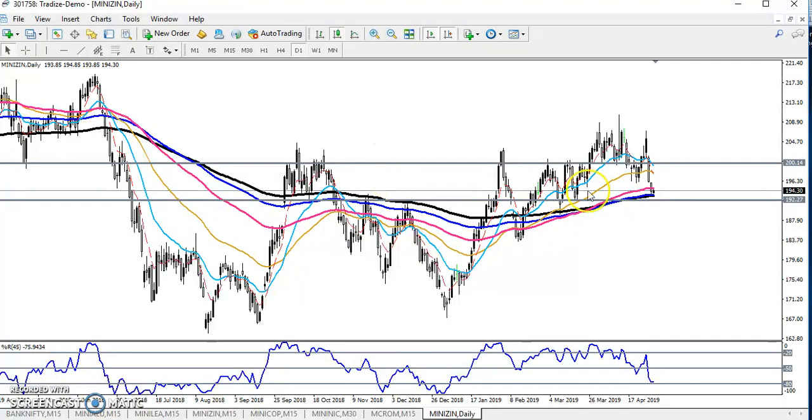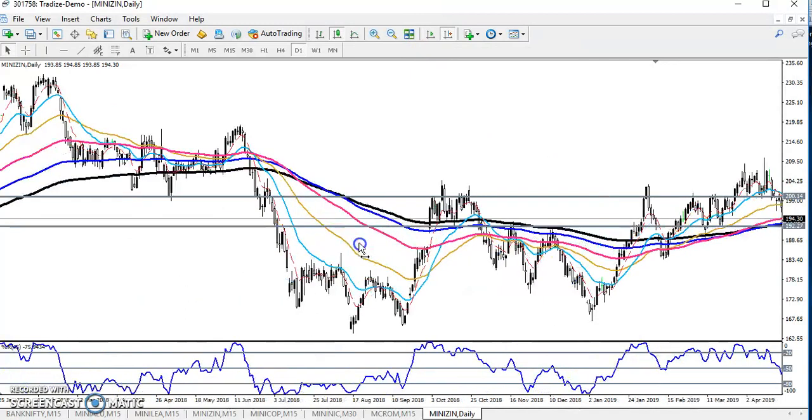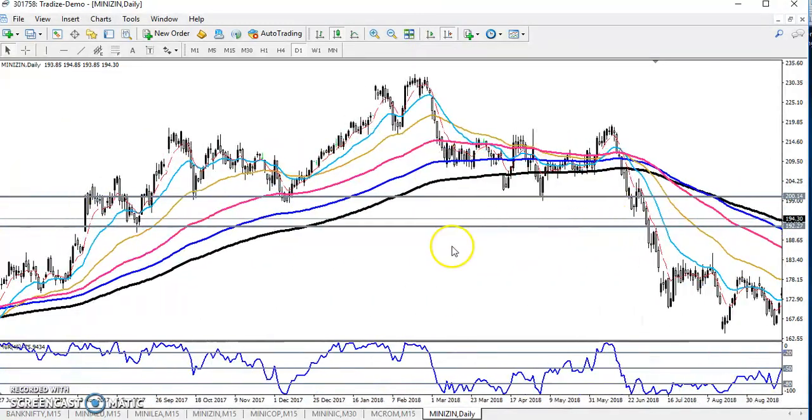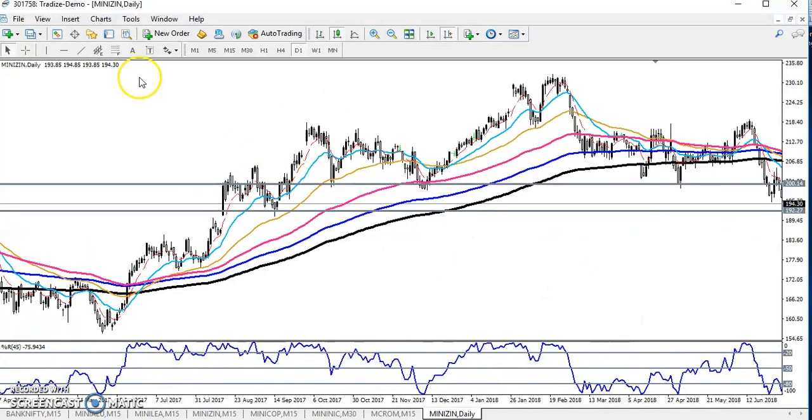Here you can see we have a supporting level. I just connected a supporting level around 192. This is showing a supporting line. Why did I draw this line? Because of the 200 moving average. If you see the previous market behavior, this has acted as a supporting line.